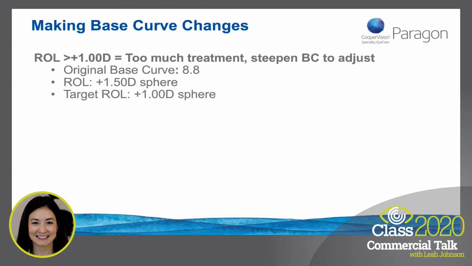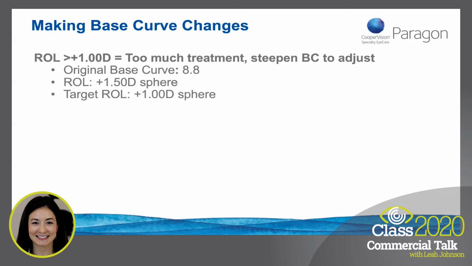So let's take a look at some examples to put this into action. Let's take this patient example. The original base curve for this patient is an 8.8. Our refraction over the lens, or our ROL, is a +1.50 for them to see well 20/20. Our target ROL is a +1. I'd recommend a +1 target for children and young adults.